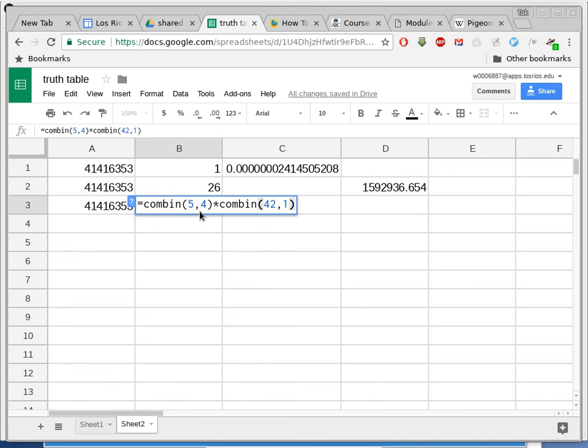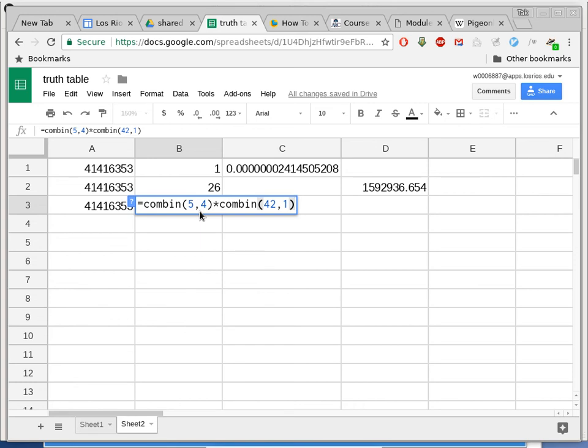We got 5 lucky numbers, 42 not so lucky numbers. Out of the 5 lucky numbers, we want to choose 4. Out of the not so lucky numbers, we want to choose 1. And you have to do the multiplication, because for each way of choosing 4 out of 5 lucky numbers, there are 42 choose 1 ways to choose a not so lucky number. That's why it is a multiplication. Is that okay?